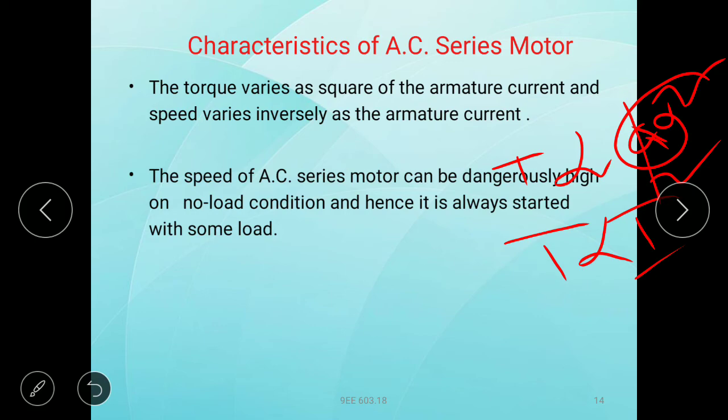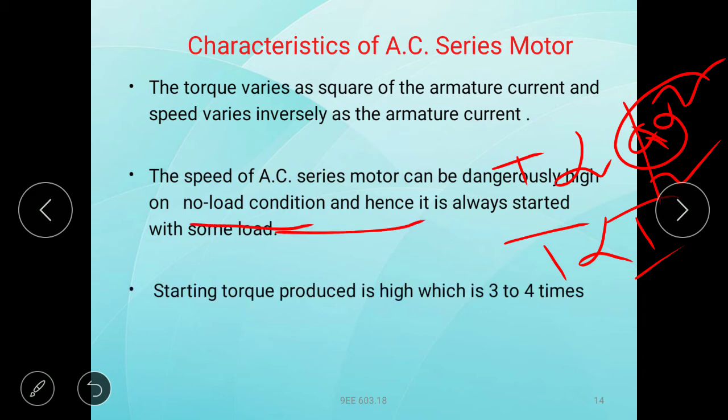Now the speed of an AC series motor can be dangerously high on no load condition, and hence it is always started with some load. So this point is very important. The starting torque produced is high, which is 3 to 4 times the full load torque.